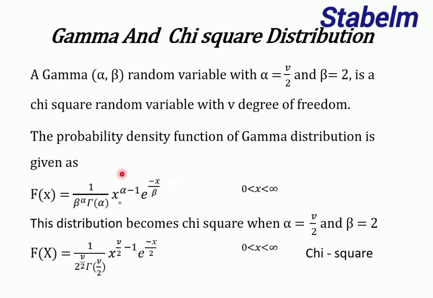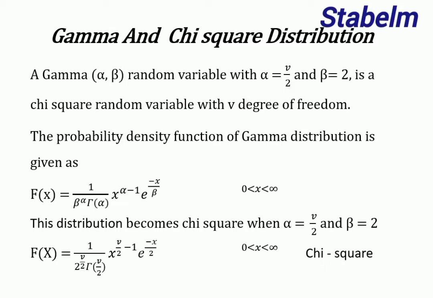You can see this alpha here becomes v over 2. Beta takes the value of 2, so we have minus x divided by 2 instead of minus x divided by beta. And at the denominator side, we have beta raised to power alpha, and that becomes 2 raised to power v over 2. As stated, alpha becomes v over 2 and beta equals 2. Now this function that we have here is a chi-square distribution.